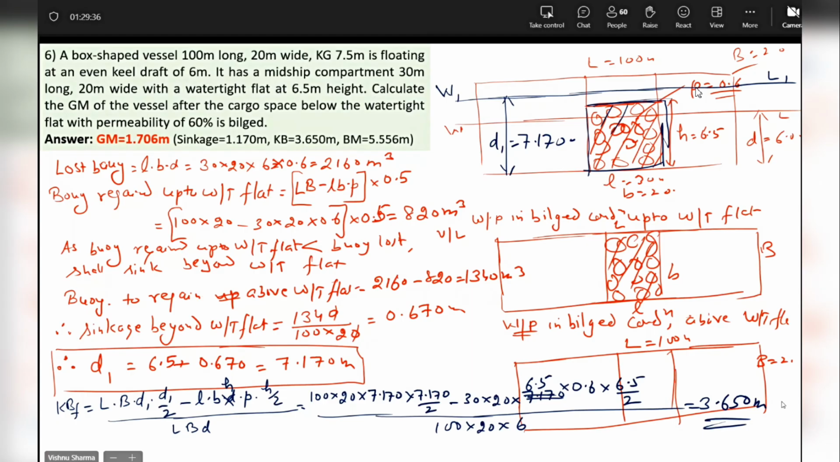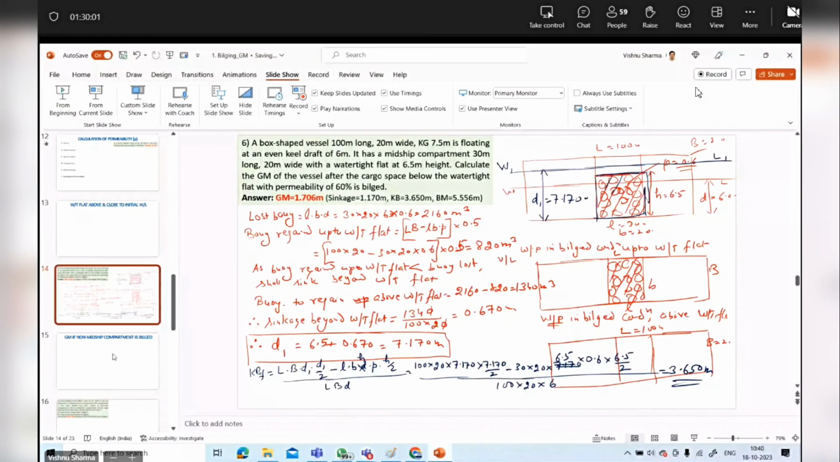Everybody good about KB, beta? Yes, sir. Okay, I'll be there on the next page also if anybody has any doubt, no problem. Let me split screen and go to the next page, take it to the next page. Let me keep it here and go to the next one then.